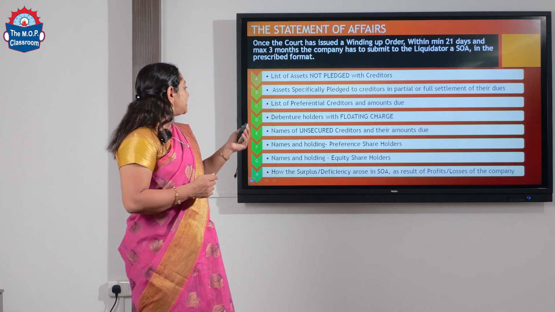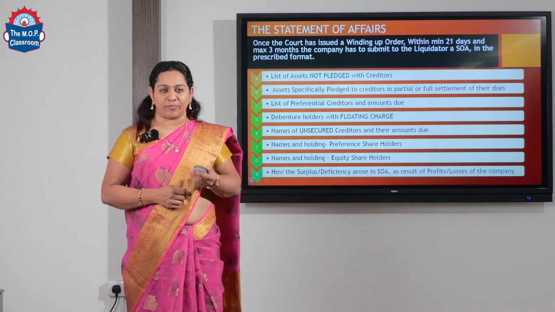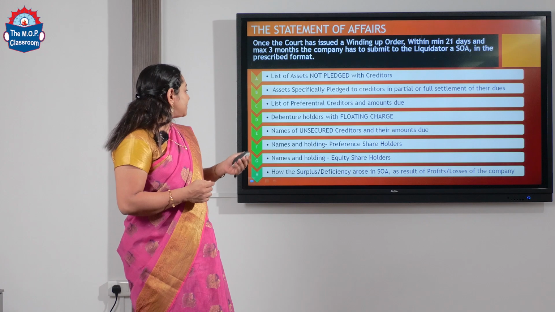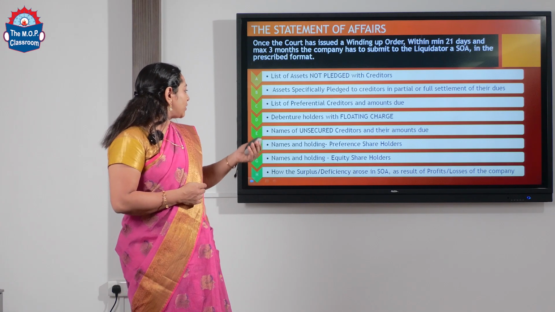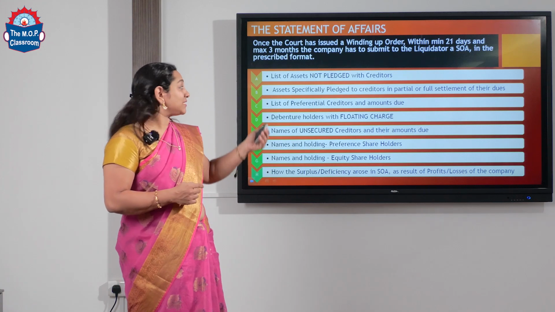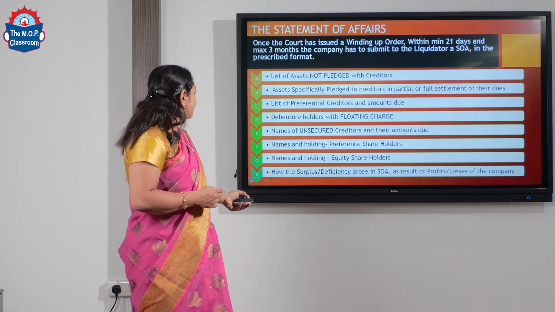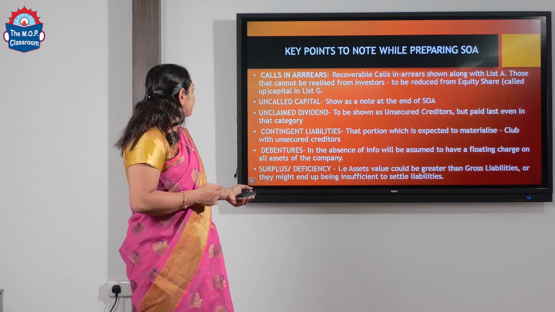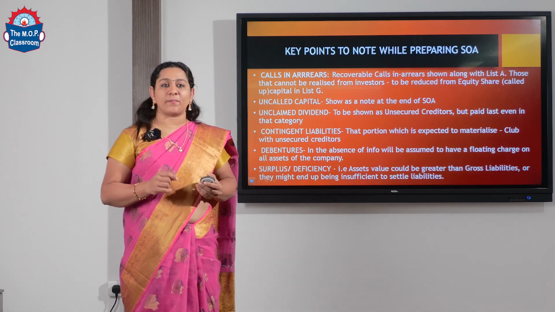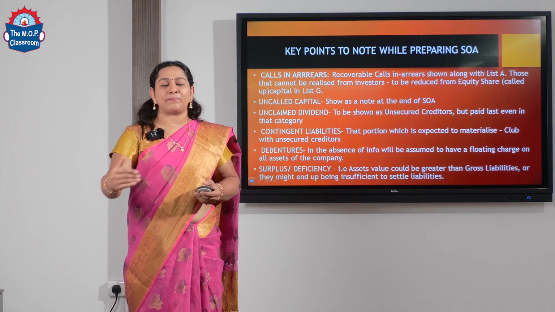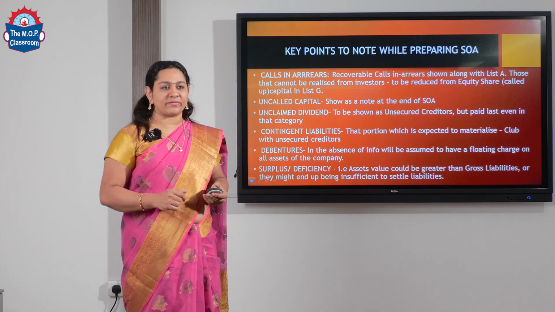E. Names of unsecured creditors and their amounts due. List F. Names and holding of all the preference shareholders. List G. Names and holding of equity shareholders. So this is basically the components of the statement of affairs. Now while preparing the SOA, there are a couple of key points to be noted which we can deal with as we progress with the problem solving part of the chapter.